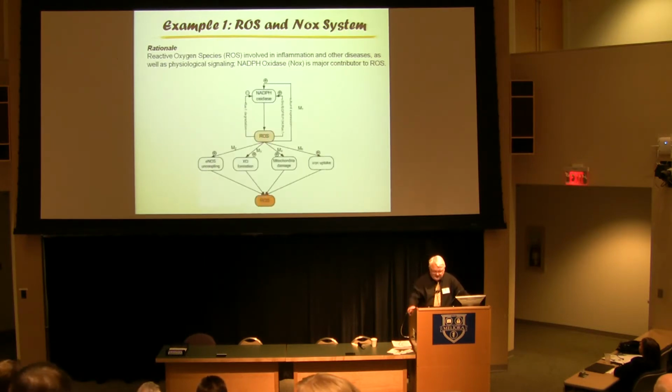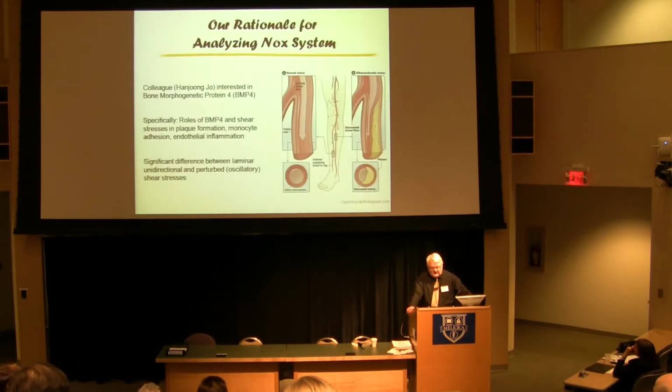So those are the two things we want to look at, and here's a diagram where you see the NADPH oxidase producing these reactive oxygen species, and they go into all kinds of inflammation responses and mitochondrial responses, all that stuff, and there are all kinds of feedbacks, positive, negative, and so on. Our rationale for getting into that was that we have a good colleague, Han-Jung Zhou at Emory, who is interested in bone morphogenic protein, or BMP4. He was interested in what BMP4 is doing in mechanosensing in arteries.